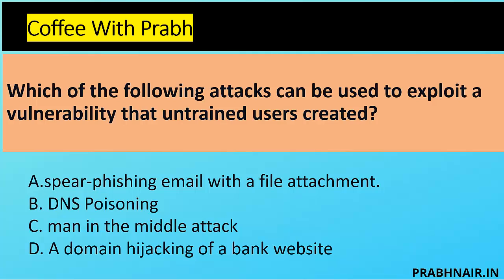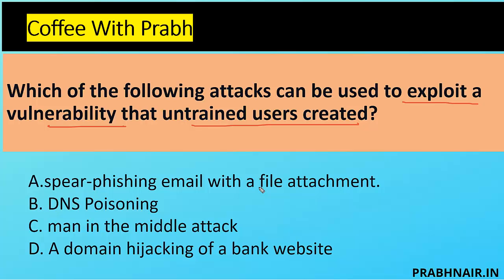The question is, which of the following attacks can be used to exploit a vulnerability that an untrained user created? It means users who have not had security awareness training, which makes it easy to exploit them. Option A, spear phishing email with file attachment. Definitely true, because there is no countermeasure for human stupidity.